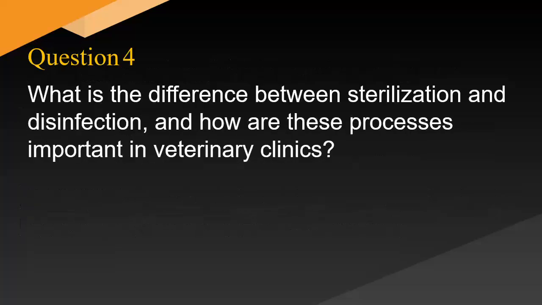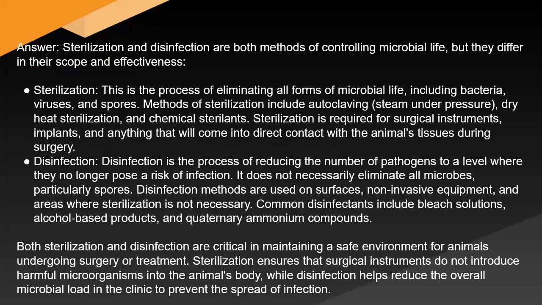What is the difference between sterilization and disinfection, and how are these processes important in veterinary clinics? Answer: Sterilization and disinfection are both methods of controlling microbial life, but they differ in their scope and effectiveness. Sterilization. This is the process of eliminating all forms of microbial life, including bacteria, viruses, and spores. Methods of sterilization include autoclaving, steam under pressure, dry heat sterilization, and chemical sterilants.